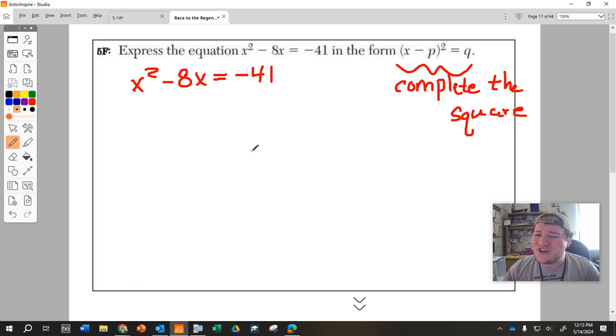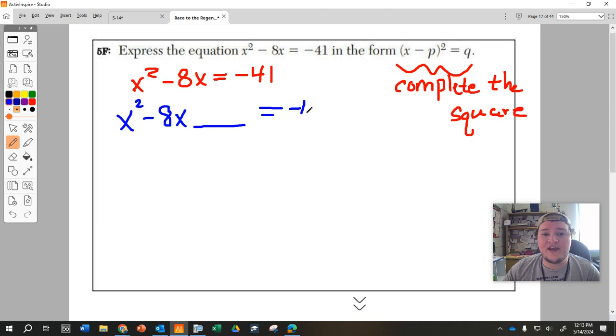Okay. Now the first step in completing the square was to make sure your constant is on the right. It already is. Negative 41 is over here. If the negative 41 was on the other side, you'd have to add 41. If plus 41 was on the left, you'd have to subtract 41 to get it on that side. But it's already there. Awesome. Next step. When we completed the square, we wrote x squared minus 8x, leave space, equals negative 41, leave space.